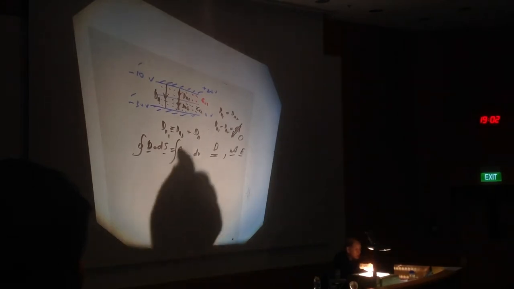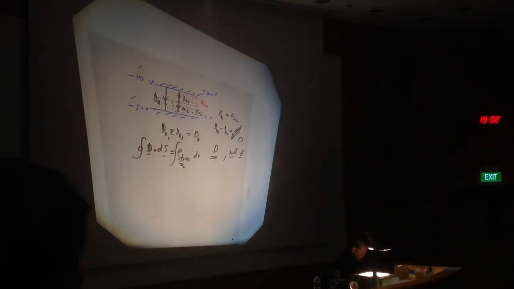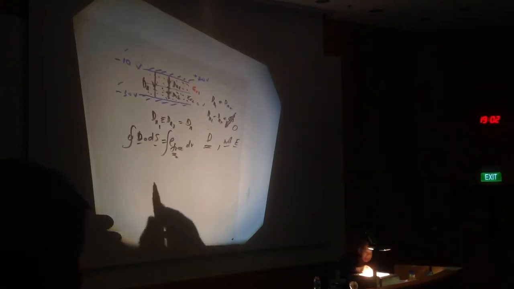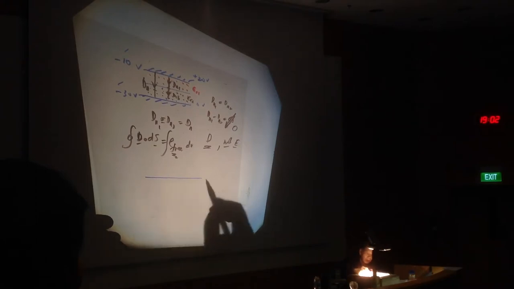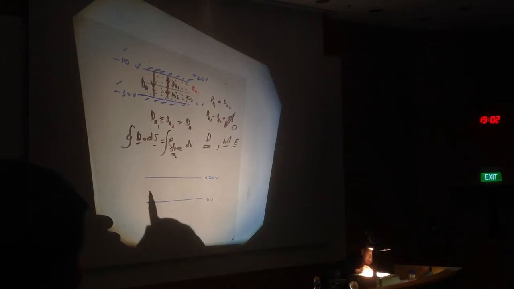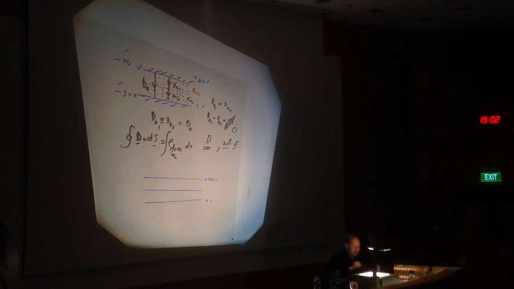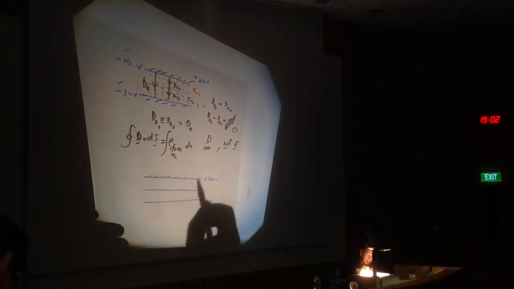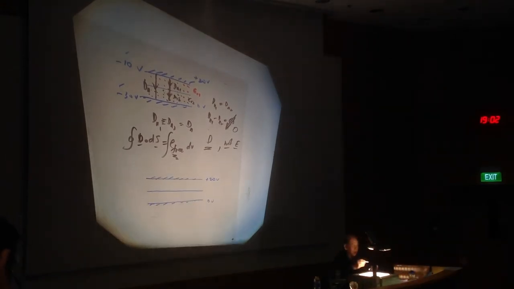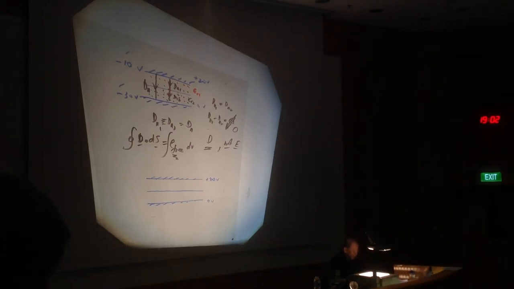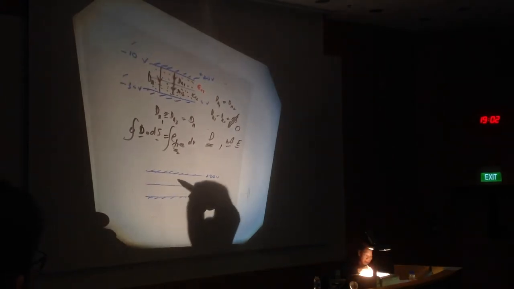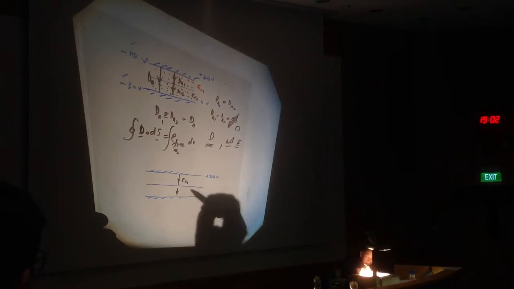But now let me show you a picture. If I draw EN1 and EN2, what will happen? Same picture, I'm just reproducing it now: 20 volts, 0 volts, and something in the center. Again I have positive charges on top and negative charges at the bottom, no problem. Now I draw the electric field. This one will be EN1, and here will be EN2 in region number 2.